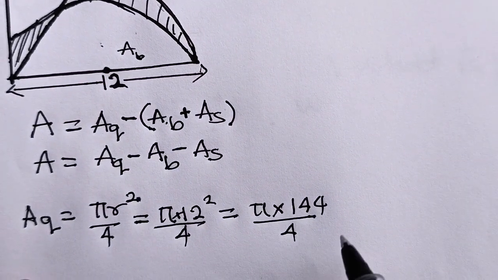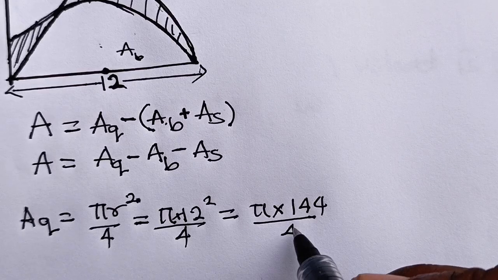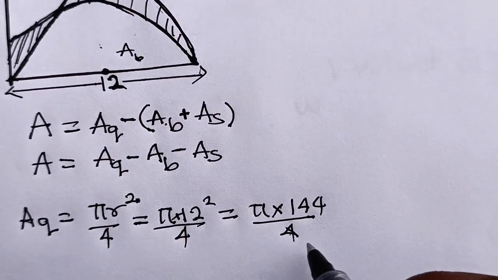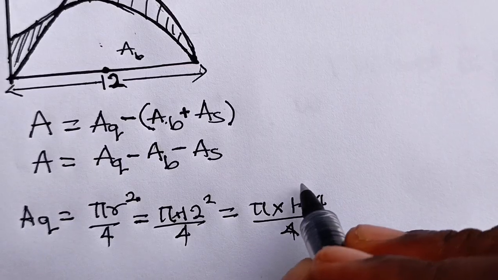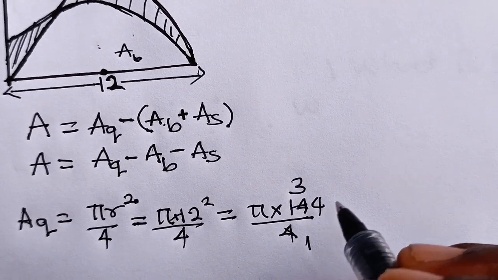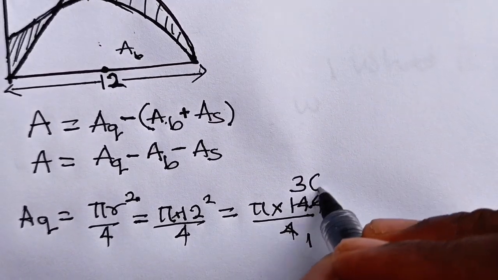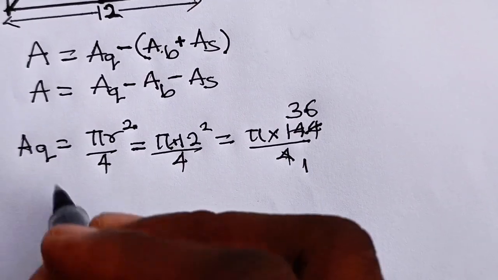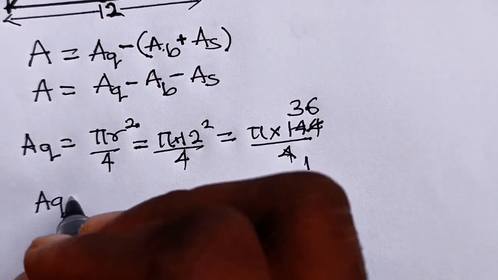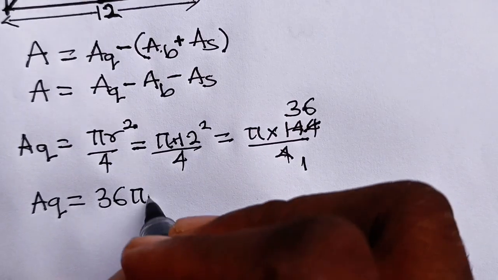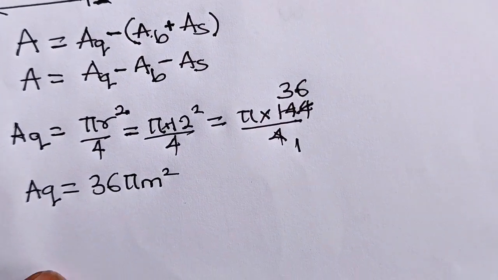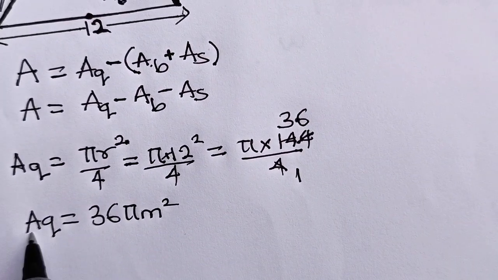So if we solve this, 4 divides 14, we have 3 remainder 2. If it divides 24, we have 6. So it means that the area of the quadrant should be equal to 36 pi square meters. All right, fine, we have gotten the area of the quadrant.